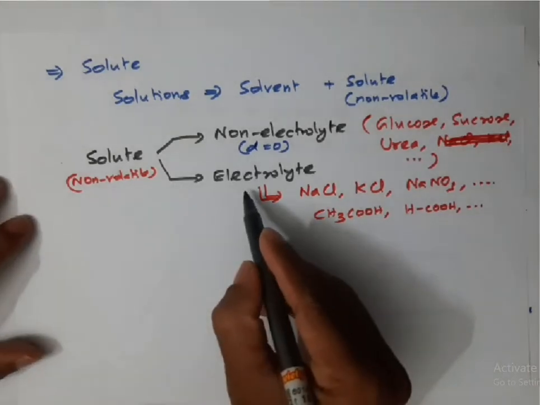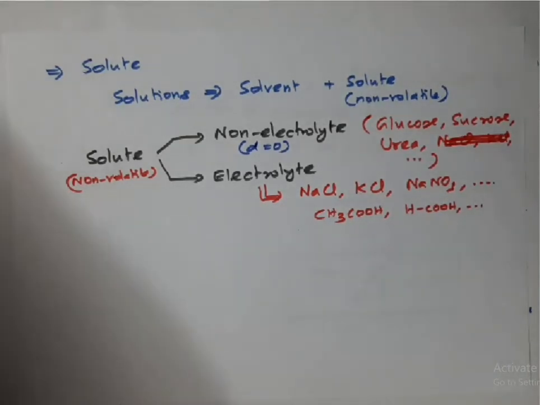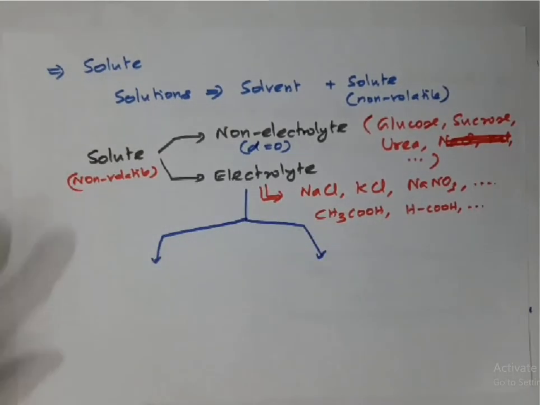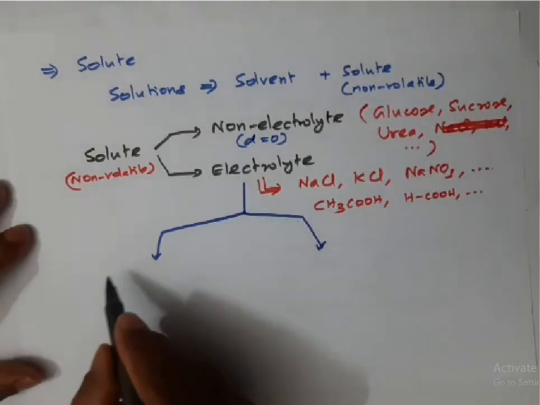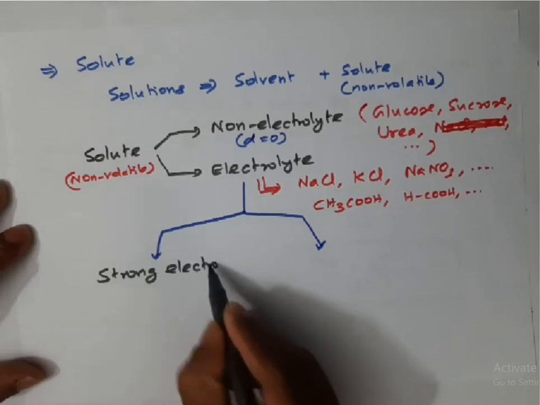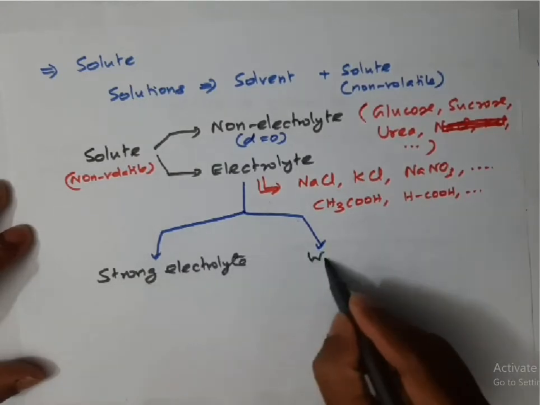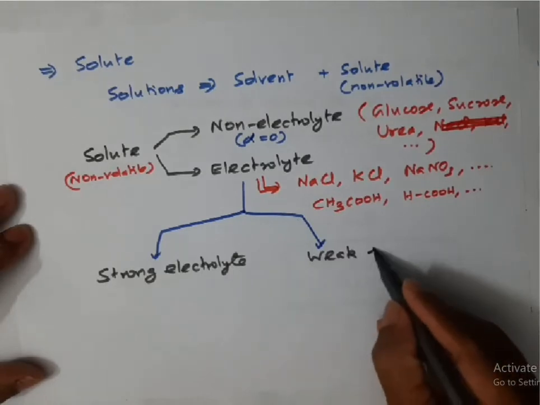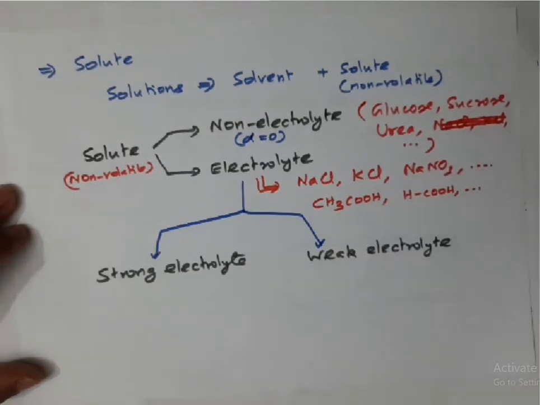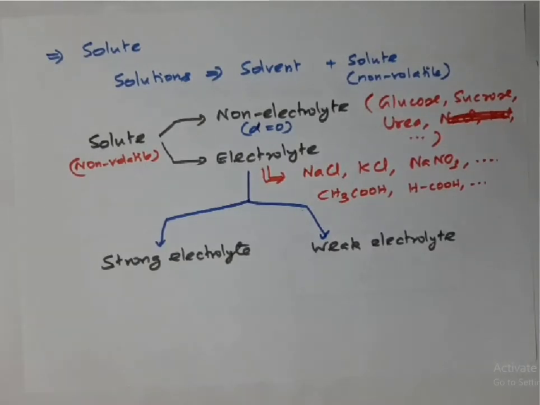In the case of electrolytes, we have two types. What are they? Number one, strong electrolyte. Number two, weak electrolyte. Strong electrolyte, weak electrolyte. What is a strong electrolyte?